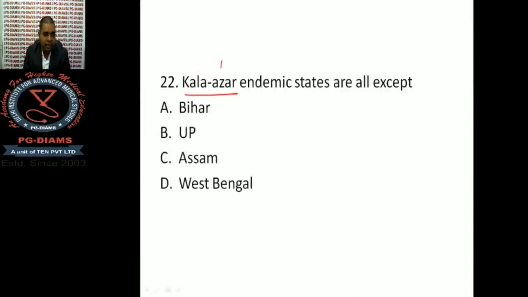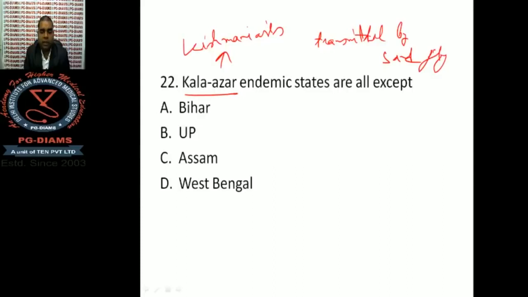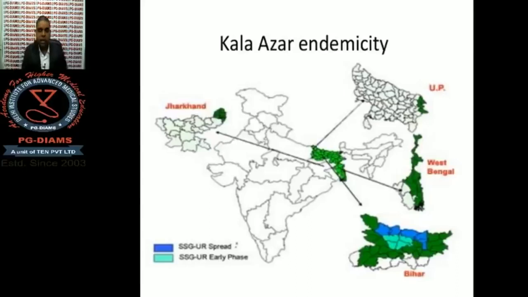Kala azar. Kala azar is also known as leishmaniasis. Leishmaniasis is caused by Leishmania donovani, transmitted by sand fly. I already told you about this in our very second question. Okay. So Kala Azar endemic states are all except. For this question, you can look at this map. In this map, you can see the green areas indicate those states which are endemic for Kala Azar.